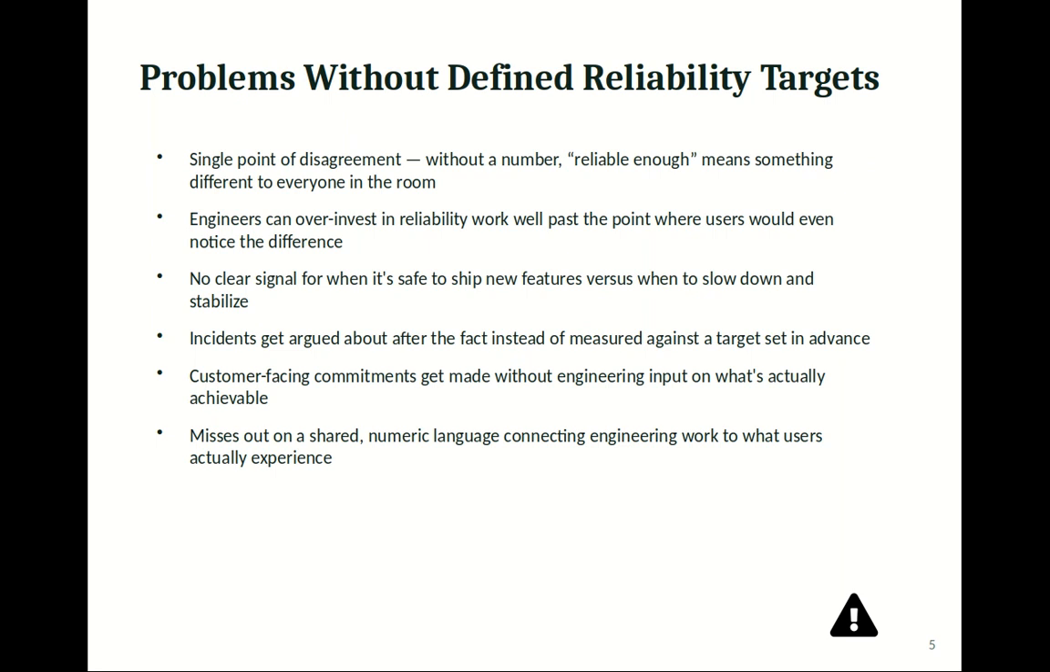Problems without defined reliability targets. Single point of disagreement: without a number, "reliable enough" means something different to everyone in the room. Engineers can overinvest in reliability work well past the point where users would even notice the difference. There is no clear signal for when it's safe to ship new features versus when to slow down and stabilize.